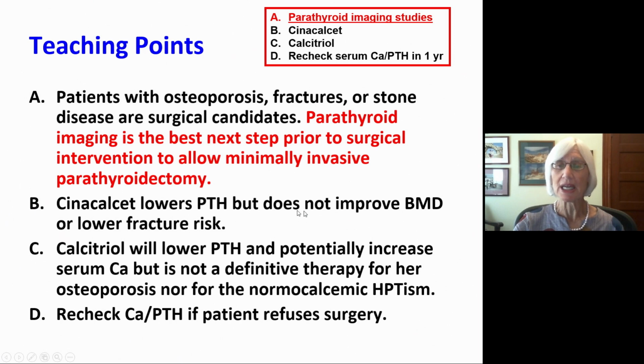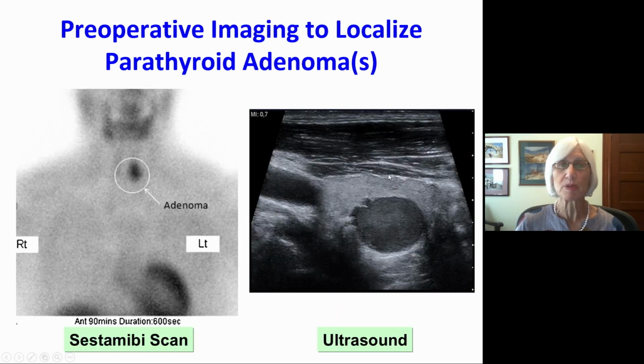Cinacalcet lowers the PTH but does not improve her bone density, so that's not going to help this lady with osteoporosis. Calcitriol, if given as a treatment, will lower PTH and potentially increase her serum calcium, but is not a definitive therapy. I'm sorry, I should have said give her calcitriol, not check calcitriol. But that will not be definitive. And you can recheck calcium and PTH if she refuses surgery. But with her osteoporosis, she is actually a candidate for surgery. And so you want to go to imaging.